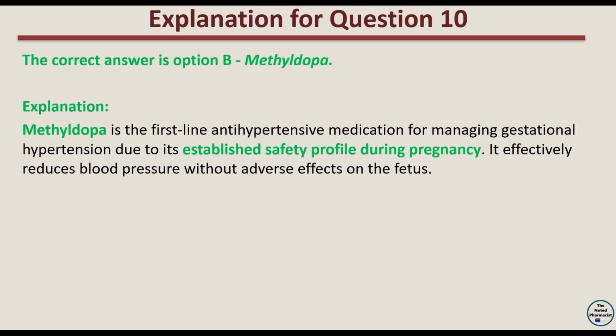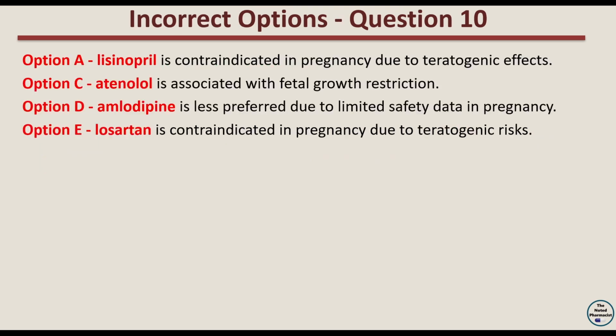Here is the explanation for incorrect options. Option A is incorrect because lisinopril is contraindicated in pregnancy due to teratogenic effects. Option C is incorrect because atenolol is associated with fetal growth restriction. Option D is incorrect because amlodipine is less preferred due to limited safety data in pregnancy. Option E is incorrect because losartan is contraindicated in pregnancy due to teratogenic risks.